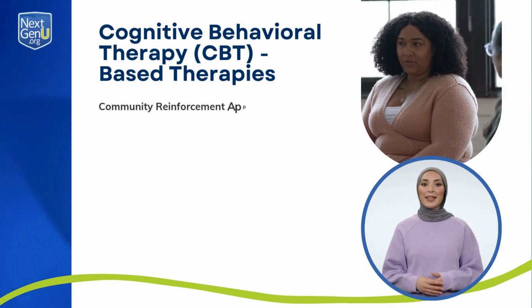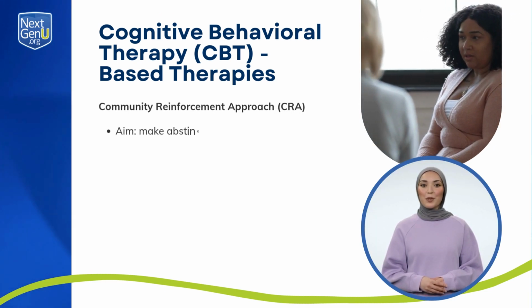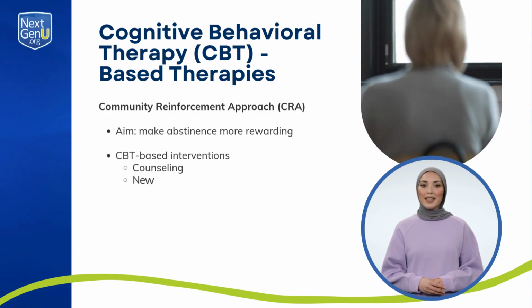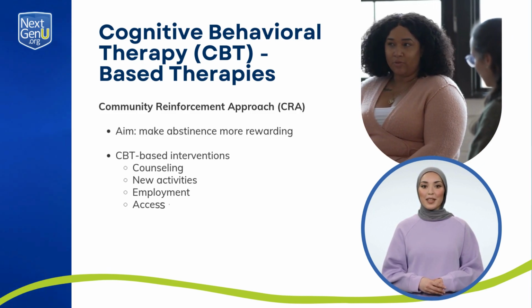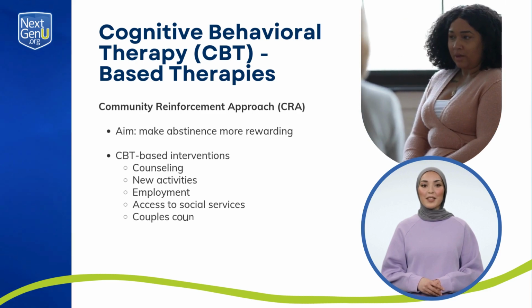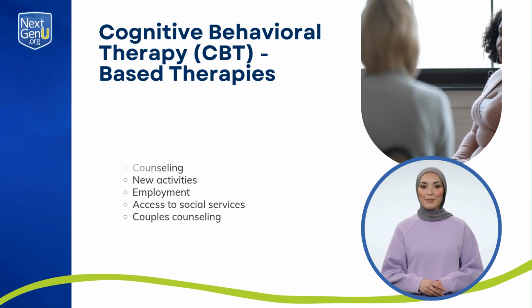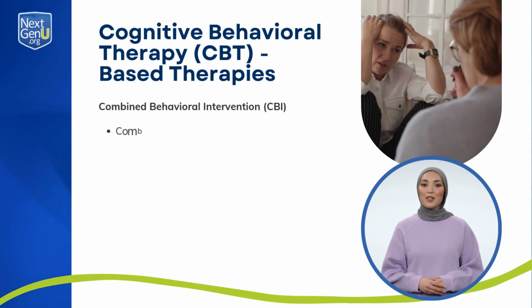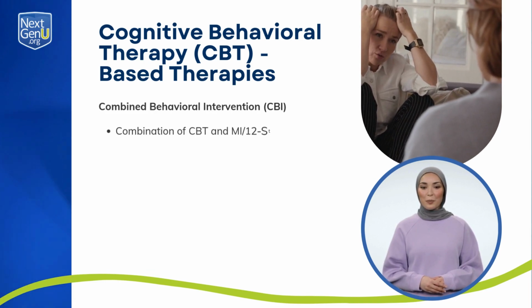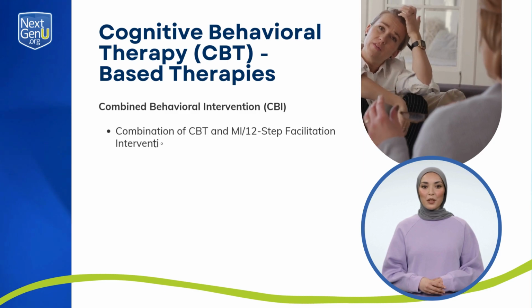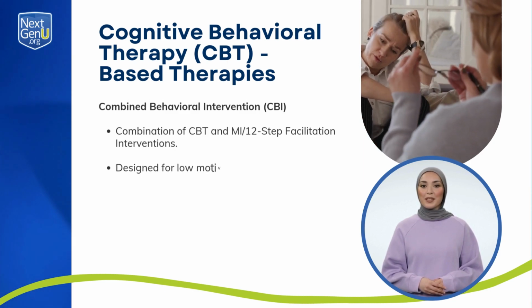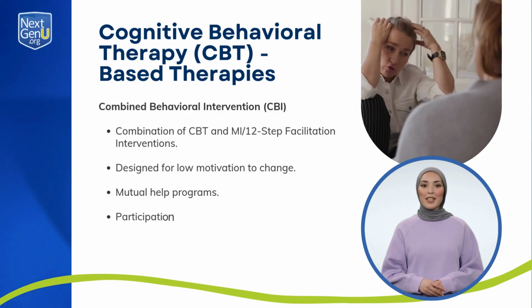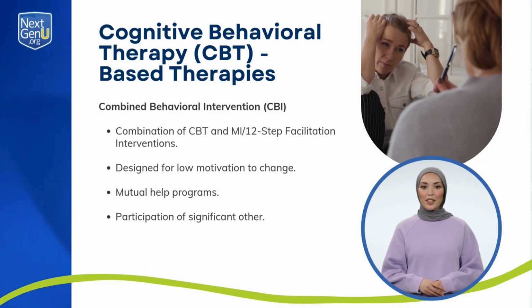An example of CBT-based therapy is the community reinforcement approach, or CRA. The aim of CRA is to make abstinence more rewarding. It consists of counseling, the creation of new activities to participate in, employment assistance, accessing social services, and even couples counseling. Another CBT-based therapy is combined behavioral intervention, or CBI. CBI is a combination of CBT and MI, or motivational interviewing, and 12-step facilitation interventions. It is designed more so for those with a lower motivation to change. It offers mutual help programs and participation of significant others if applicable.